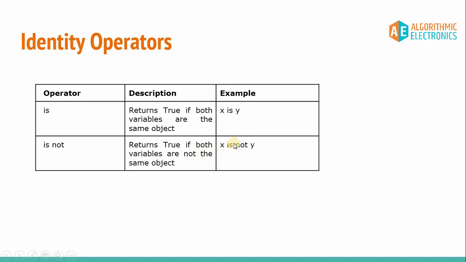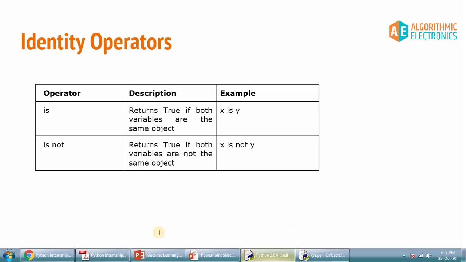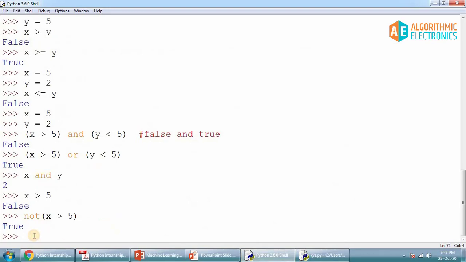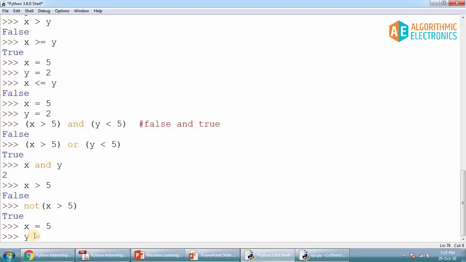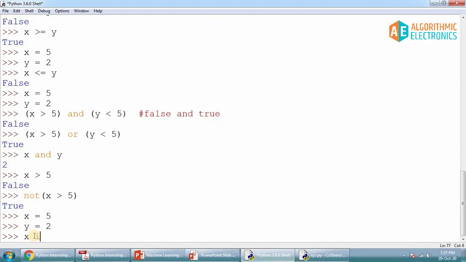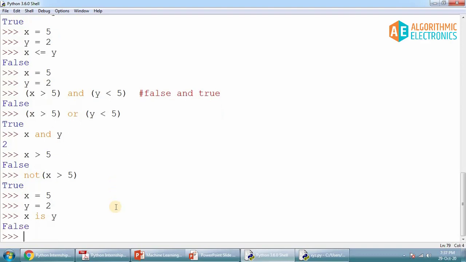Let's do this with the help of the Python shell. For example, you have x equals to 5 and y equals to 2, and you want to check x is y. Again the result of this operator is true or false, as it is an identity operator, not an arithmetic operator. So it is false because x is not y. But if I write x is not y, this means x and y are not the same. So this statement is true, so its result is true.